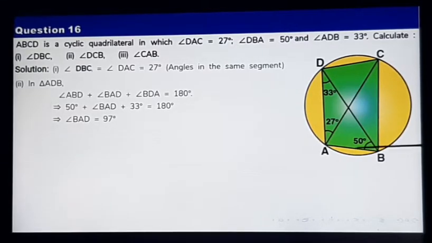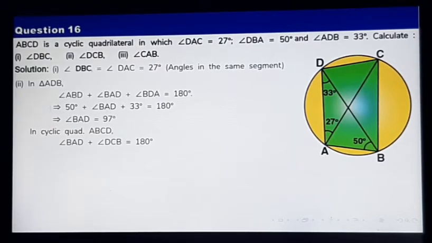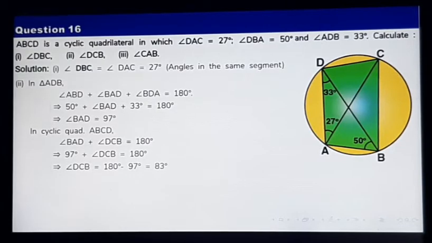All right, now in cyclic quadrilateral, BAD plus BCD or DCB will be equal to 180 degree, right? So let's put the value of BAD. So from here DCB turns out to be 83 degree. All right, so the value of DCB is equal to 83 degree.